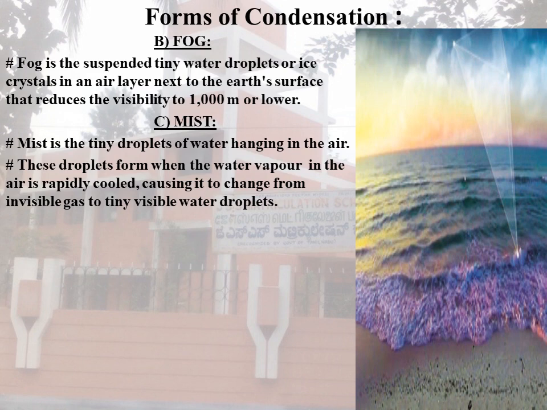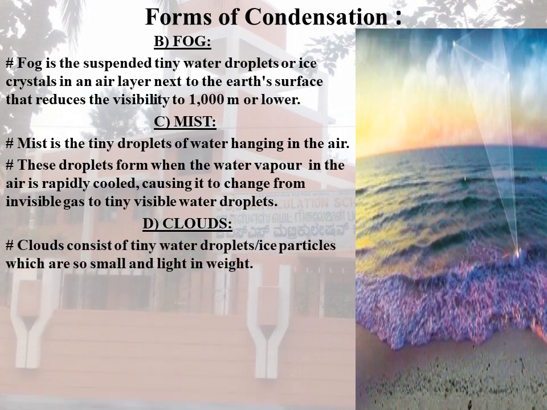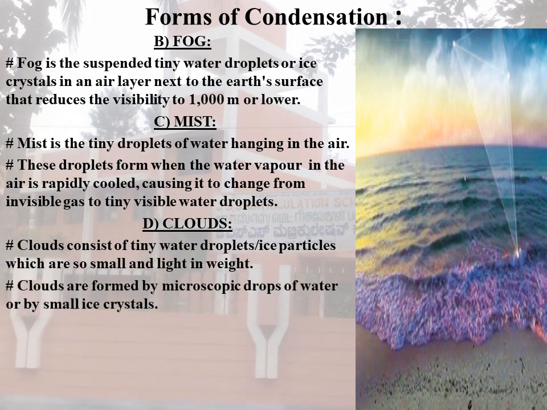The next is clouds. Clouds consist of tiny water droplets and icy particles, which are so small and light in weight. Clouds are formed by microscopic drops of water or by small ice crystals. The size of the droplets generally ranges from a couple of microns to 100 microns. When the size of the water droplets exceeds 100 microns, it becomes raindrops.